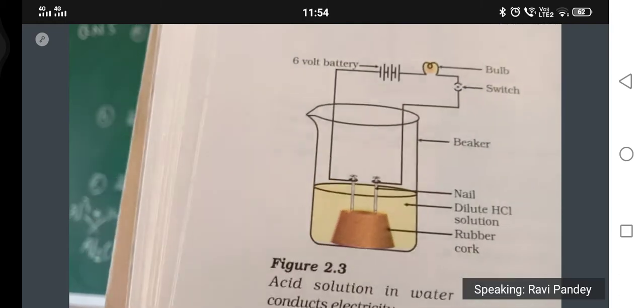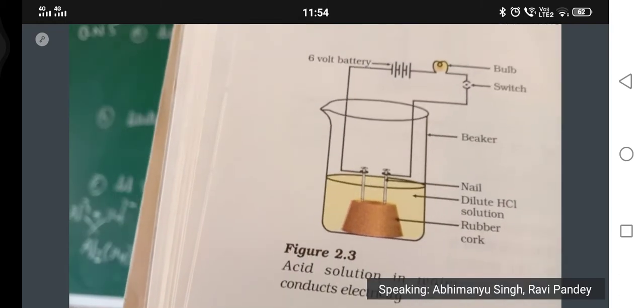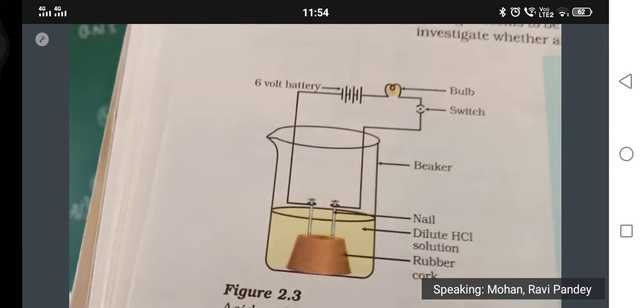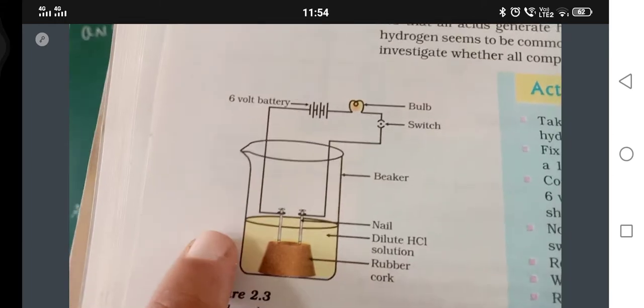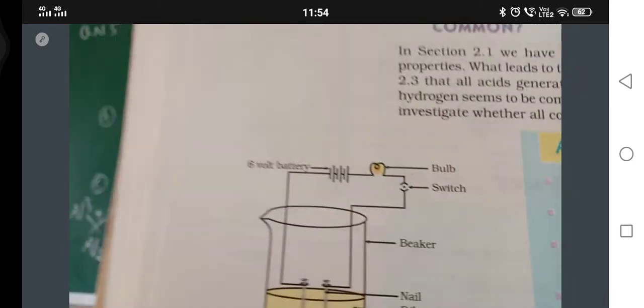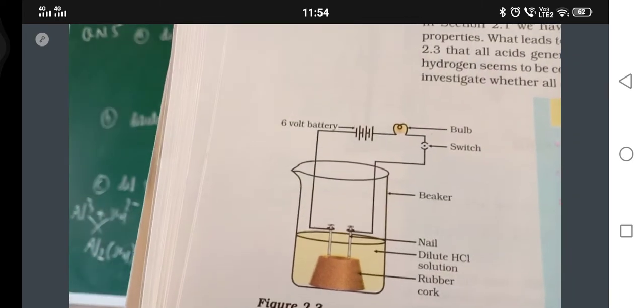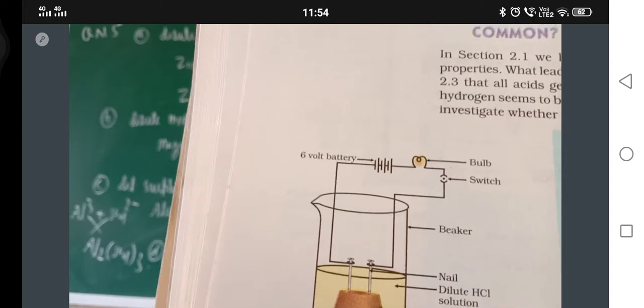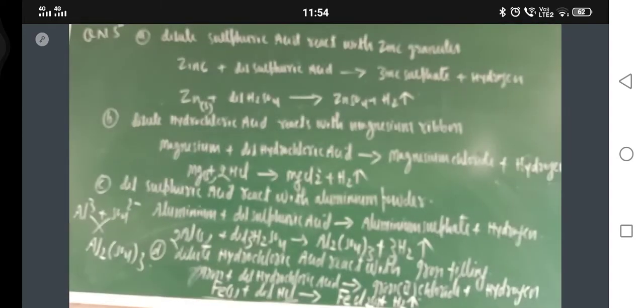So in this activity, in question number 6, what do you have to take? It is a very simple thing. Just see, in the solution, first you take glucose, then you take alcohol. If the bulb is glowing, it means the given substance is a good conductor of electricity. If the bulb is not glowing, it means the substance is not a good conductor of electricity.